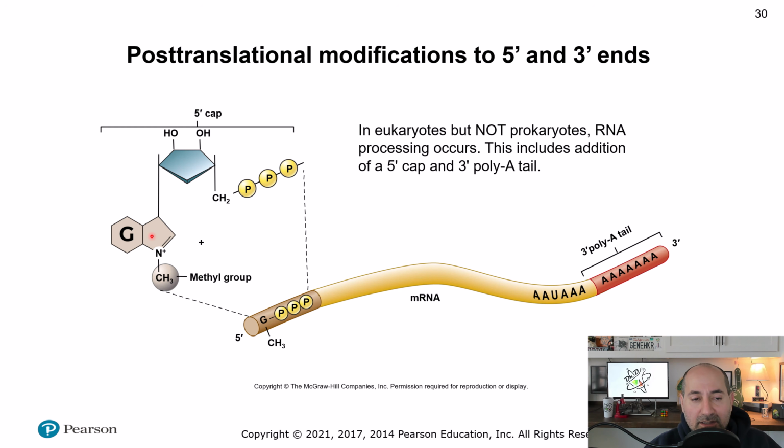This is guanine. There's your sugar, your pentose sugar, ribose, and you have a triphosphate. So this is guanine triphosphate, and in addition, it has a small methyl group. Okay, so it's called methylated guanine. And what's really interesting is that a methyl-guanine is added to the 5' end of the mRNA, but it's added in reverse. So what do I mean?